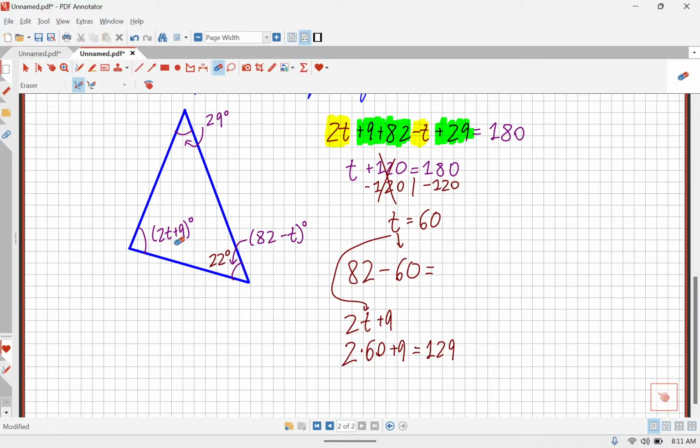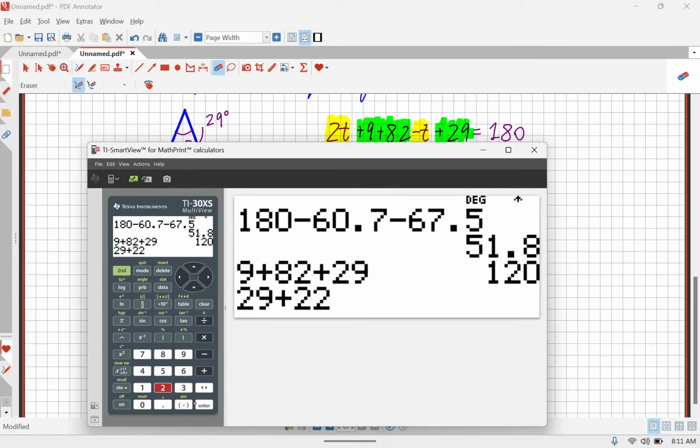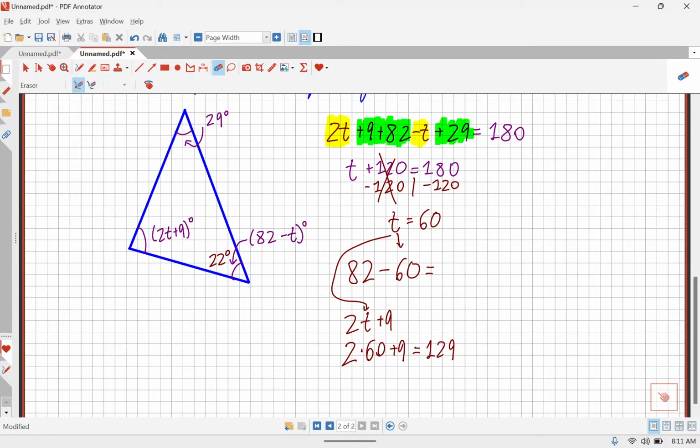If I go back in time, guys, can someone think of an easier way to get that 129 based on that first thing that I did with Isabel? Jace, go ahead. Yeah, 29 plus 22, take 180 and subtract 51, and you get the same answer. Doesn't matter to me how you get it. Awesome.